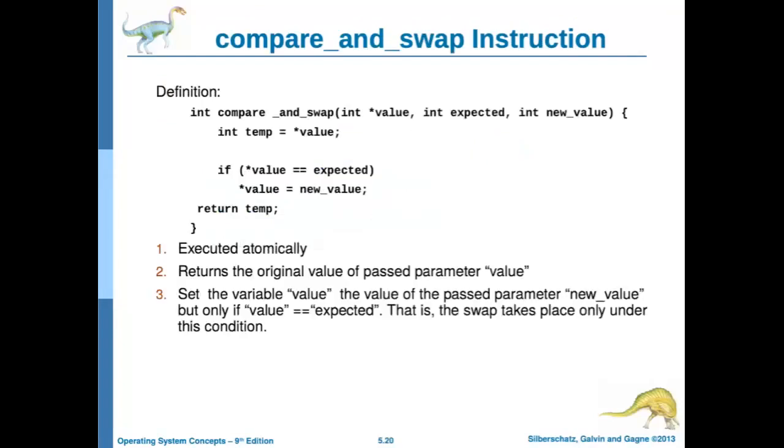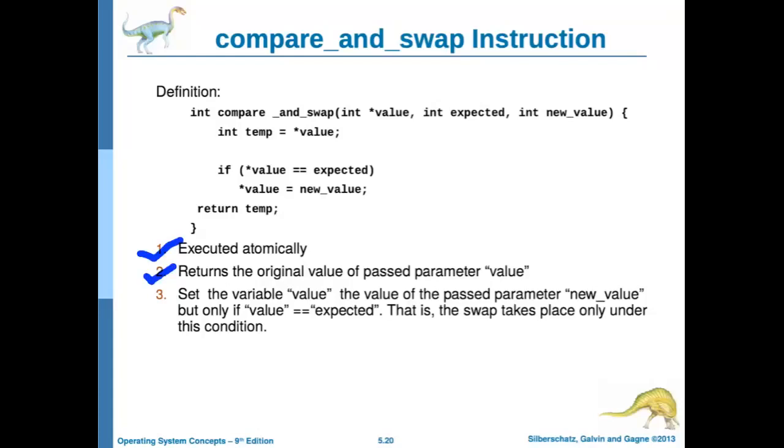So now have a look at compare and swap. Compare and swap is a single instruction that is executed atomically. Within an instruction, there is no interrupt. Between instructions, yes, there is an interrupt. It returns the original value of the passed parameter value.